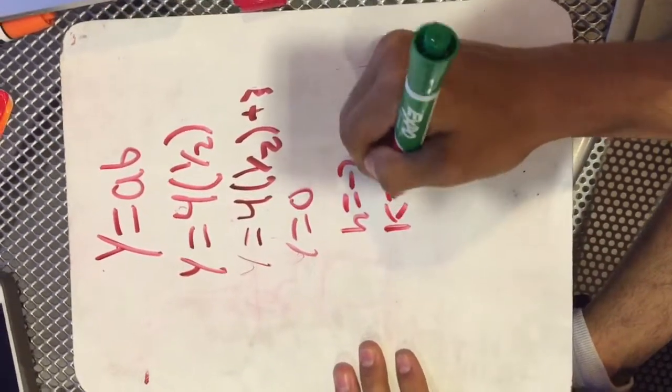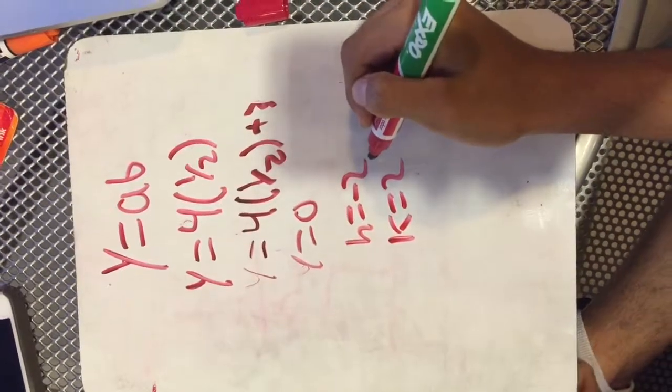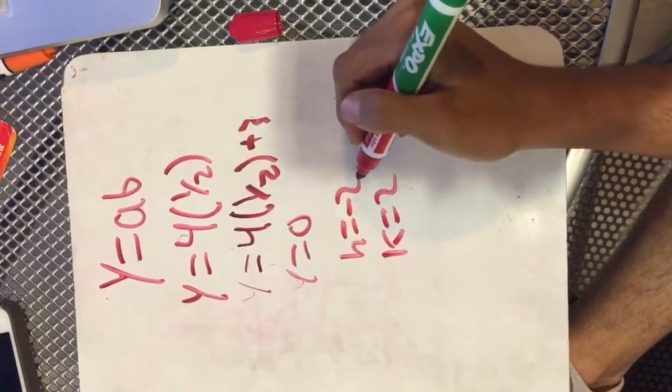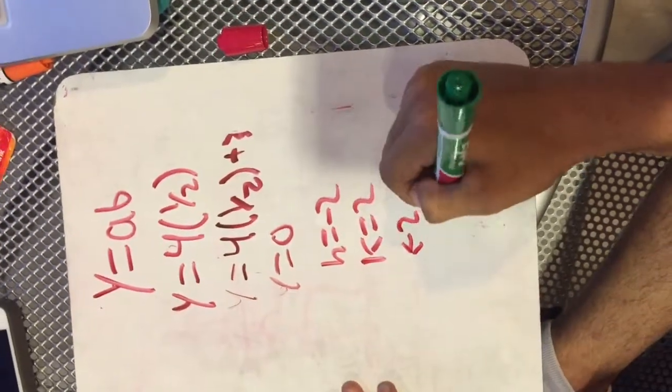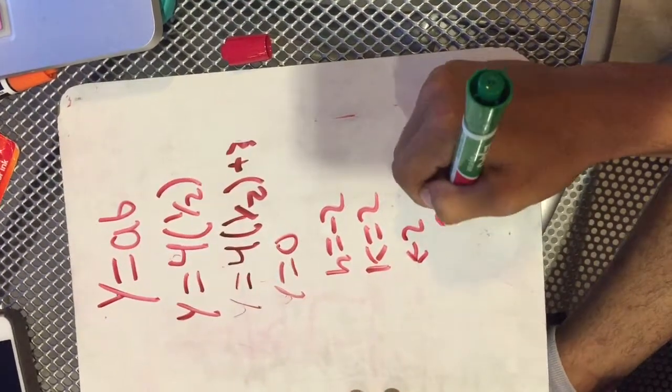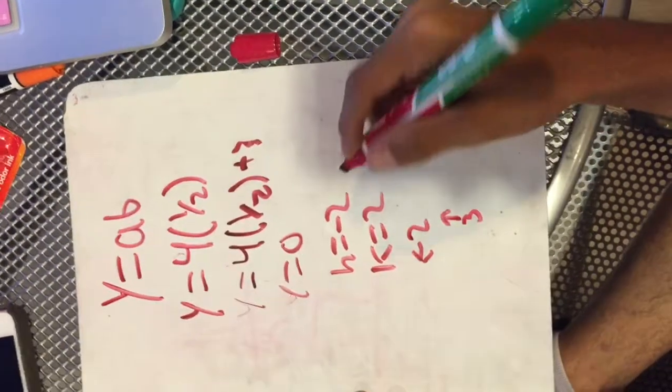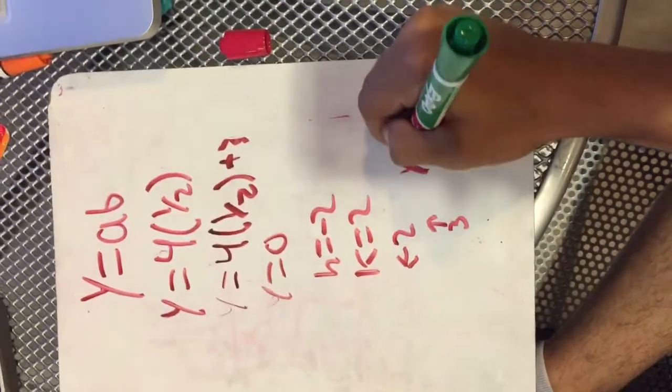and k equals 3, so we will shift the graph of the parent function 2 units left and 3 units up. The horizontal asymptote is now y equals 3.